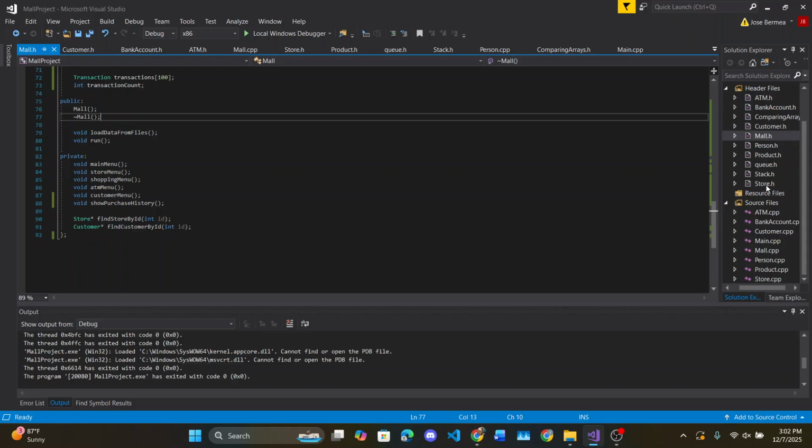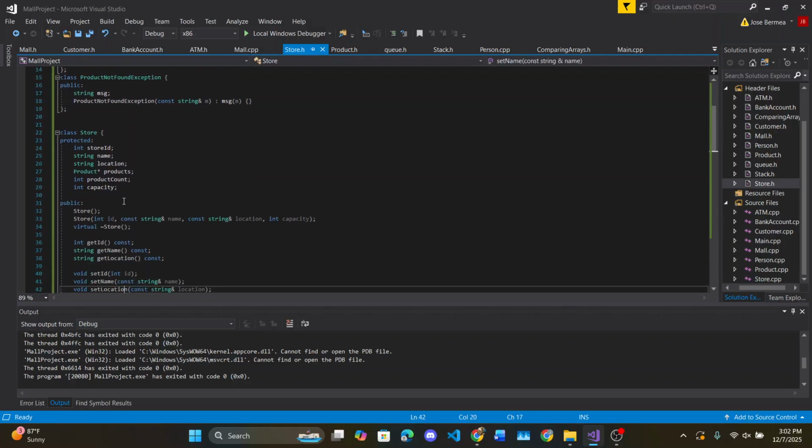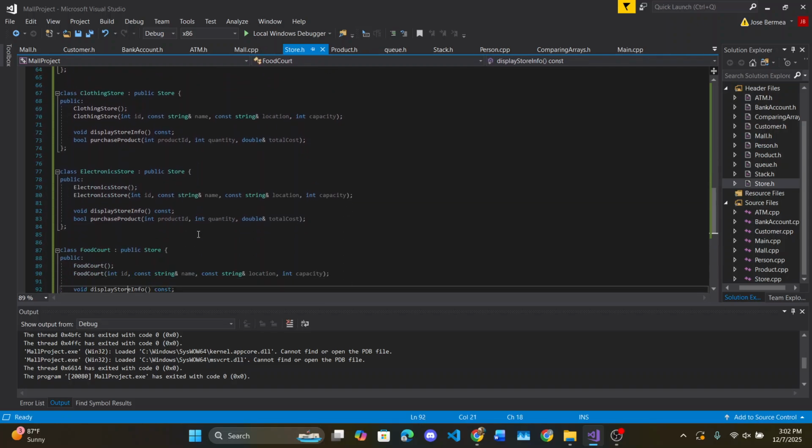And then over here is where we have exception classes, and we also have inheritance and polymorphism. So in the store, you also have protected, so that way we can access these, but only from these classes, the subclasses, which inherit from store. So you have all these.